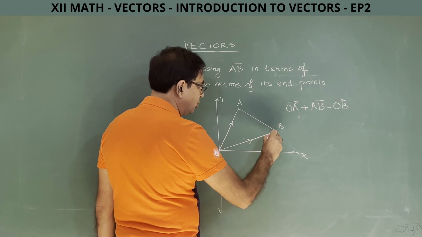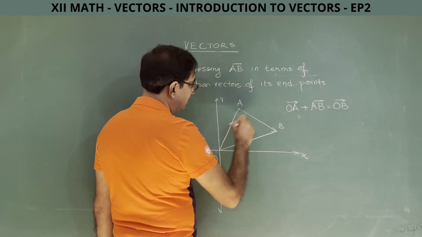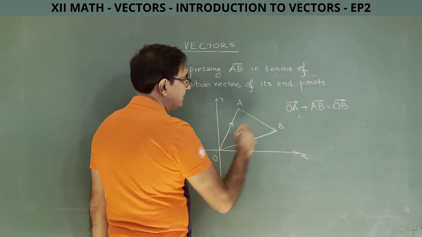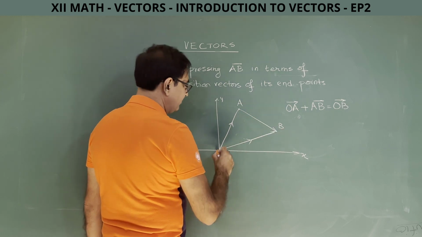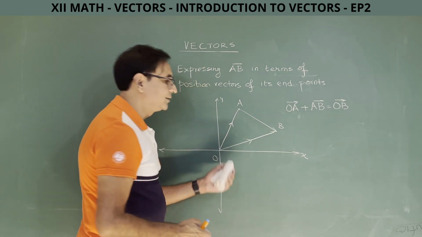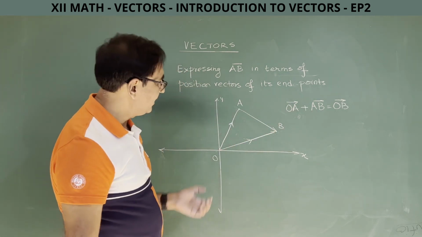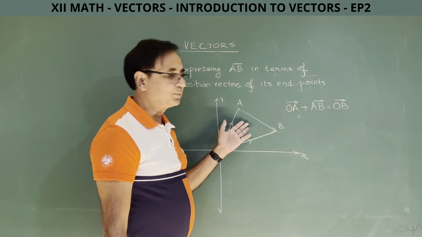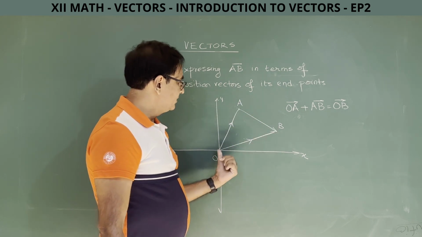So this vector OB will be called the sum of vectors OA and AB, not OB. So OA plus AB will be equal to vector OB. This is called the triangle law of addition. I will take it separately once I go through this diagram, but still I explained this line to you. So vector OA plus vector AB is equal to vector OB.